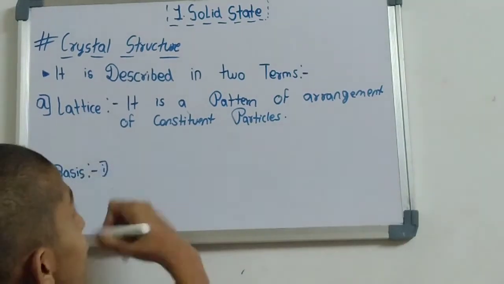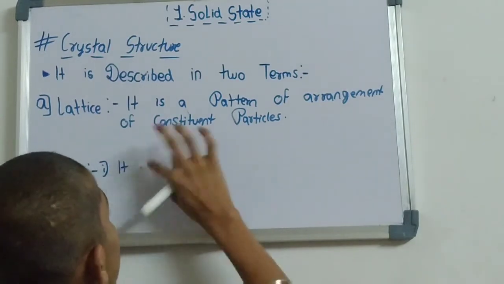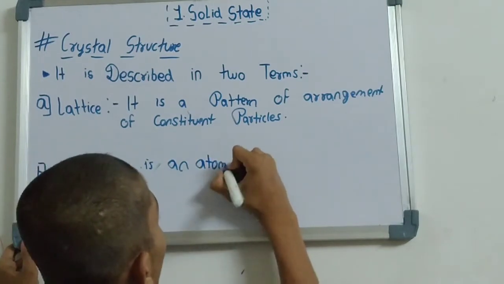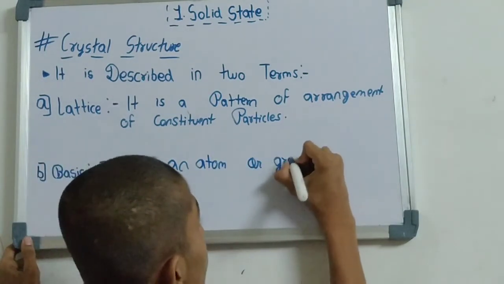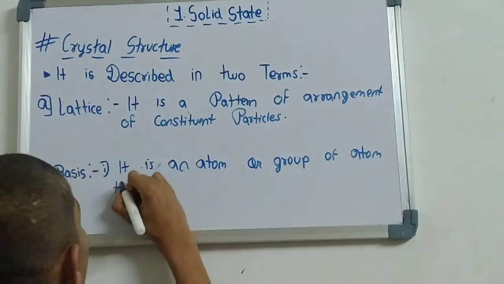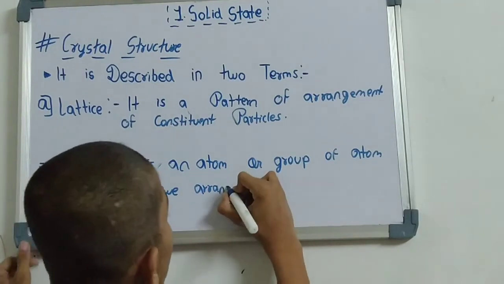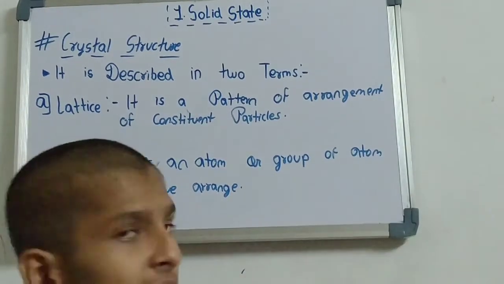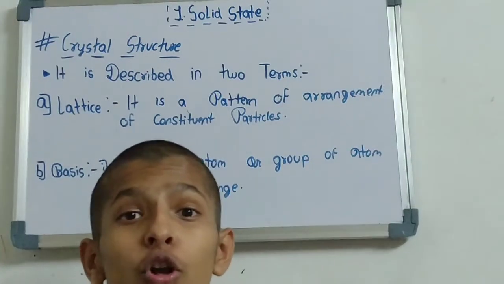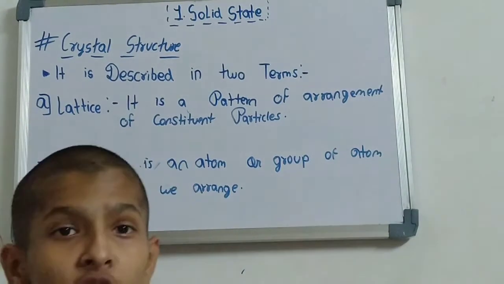And what is the basis? It is what we arrange, that is, an atom or a group of atoms that we arrange. So basically, what we are arranging is known as what? Basis. And basis tells us what to repeat to get a crystal, what pattern of a lattice should be repeated in order to get the crystal.